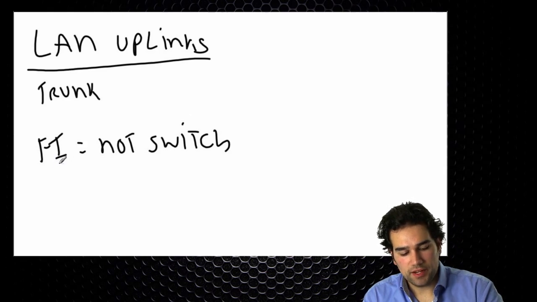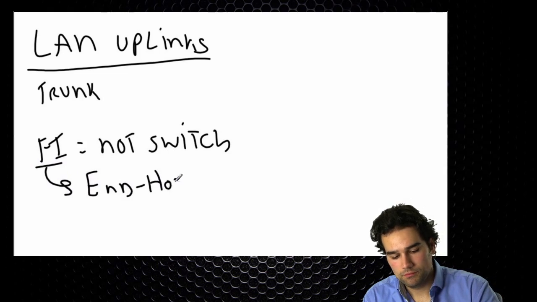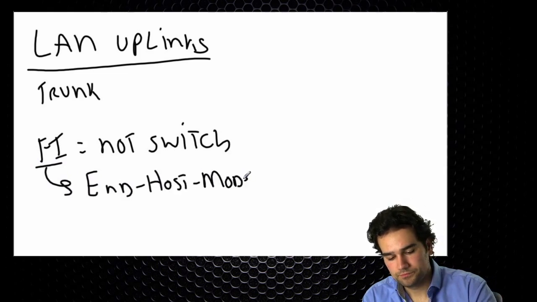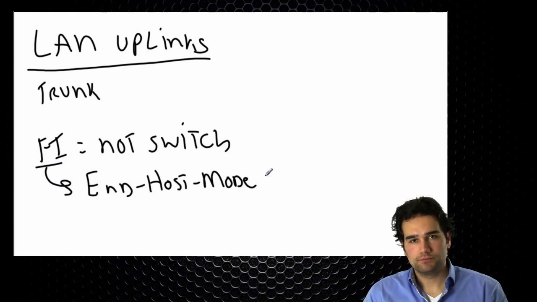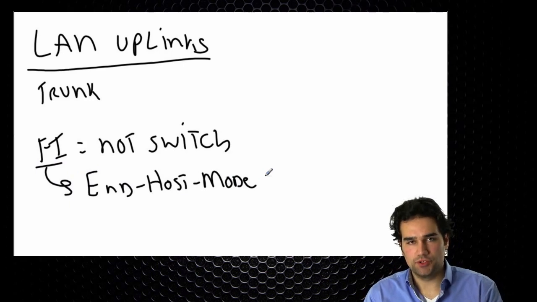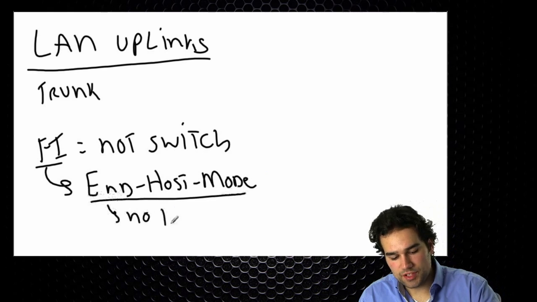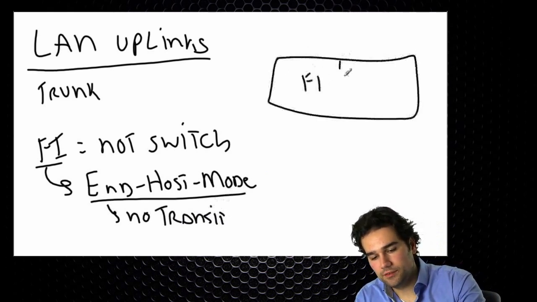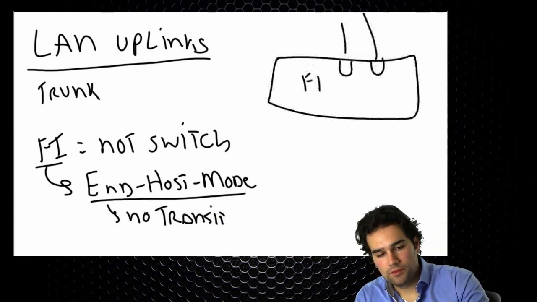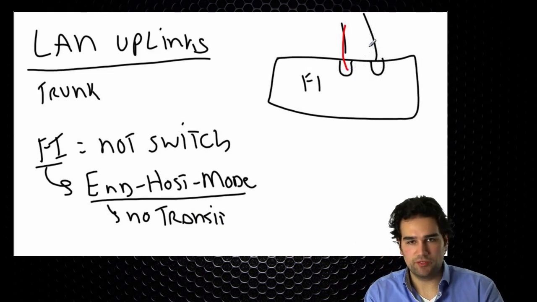By default, the fabric interconnect will run in a mode called end host mode. This end host mode means that I will not run spanning tree. I will not switch the traffic, so I will not be a transit switch. So I can never send traffic from one uplink to the other uplink. That's what this says. If I take my fabric interconnect here with 2 uplink ports, a packet received on one uplink will never go out on the other. So I will never loop myself.